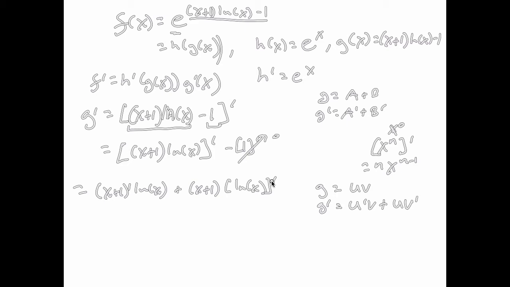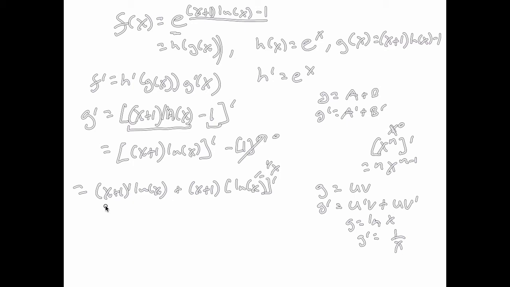Now, the second one uses the rule for taking derivatives of the logarithm. The derivative of the logarithm is just 1 over x. So if g equals log of x, then g prime equals 1 over x. That's the rule for that. So that's 1 over x.